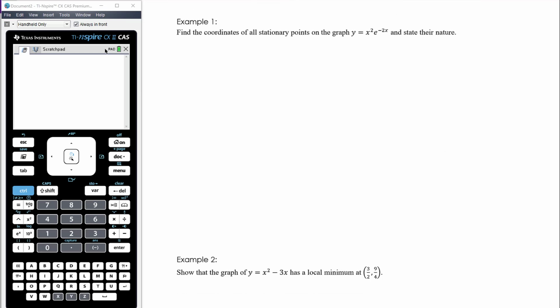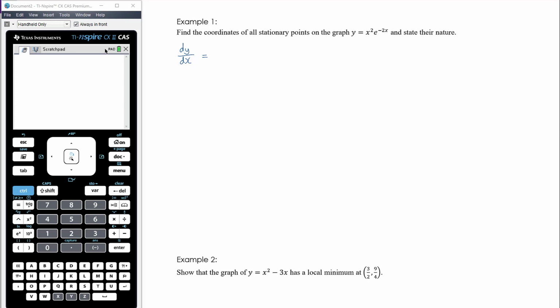So find the coordinates of all the stationary points on the graph of y equals x squared times e to the negative 2x and state their nature. Okay, so that is the type of stationary point. Okay, so let's first of all focus on finding where the stationary point or points are. So we're going to need our derivative. So dy dx is going to be, we need product rule here.